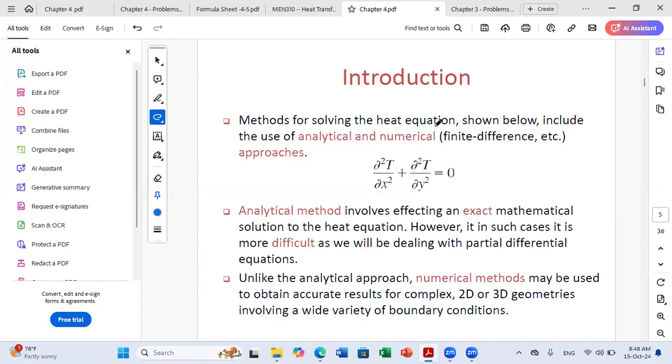So methods for solving the heat equation include analytical or also numerical approaches. Analytical methods involve getting an exact mathematical solution to the heat equation. However, in such cases, it is more difficult as we'll be dealing with partial differential equations. Unlike the analytical approach, numerical techniques may be used to obtain accurate results for complex 2D or 3D geometries, including a wide variety of boundary conditions.